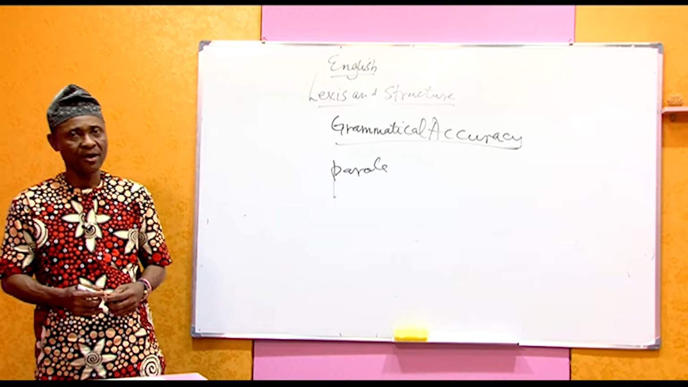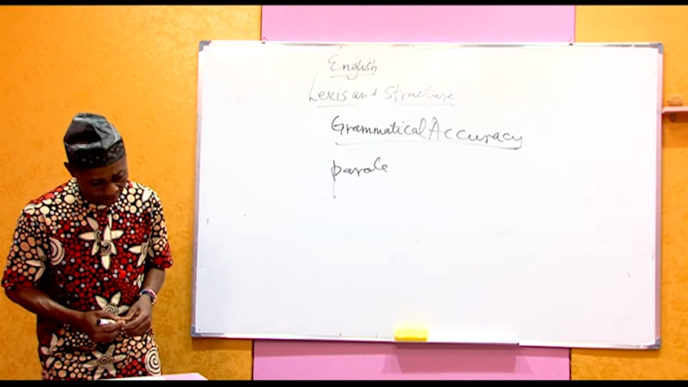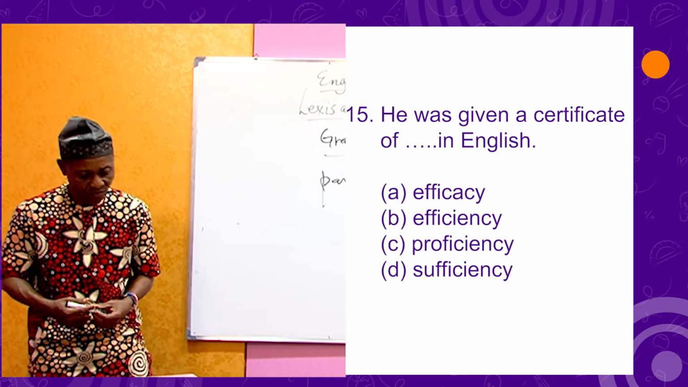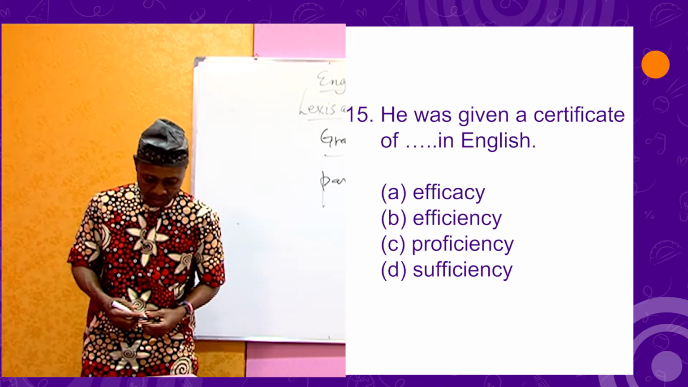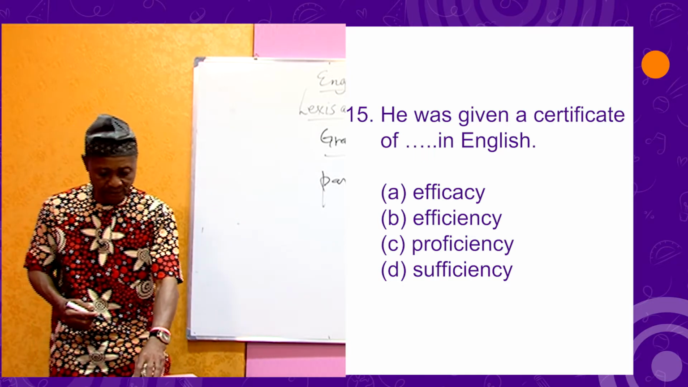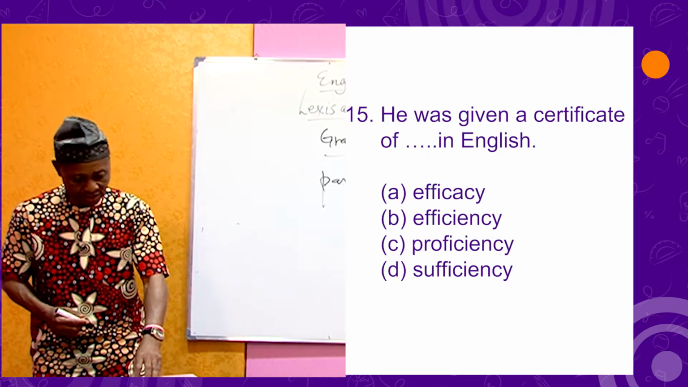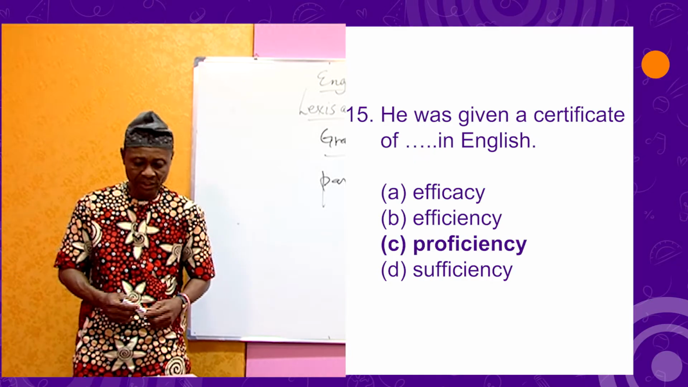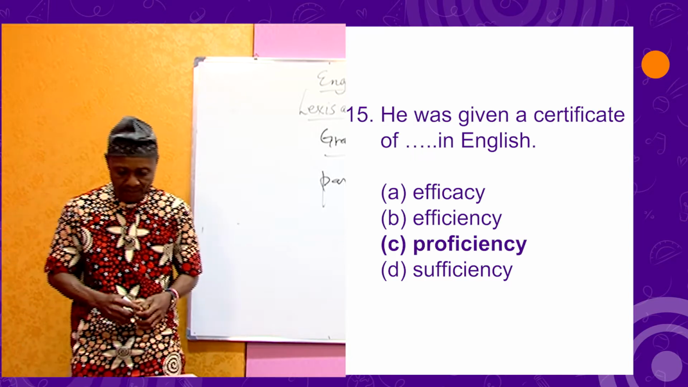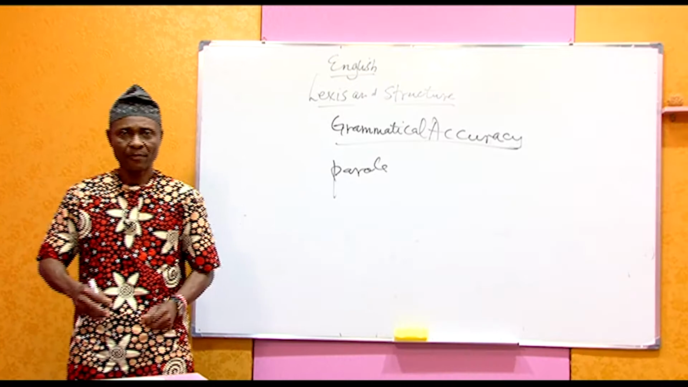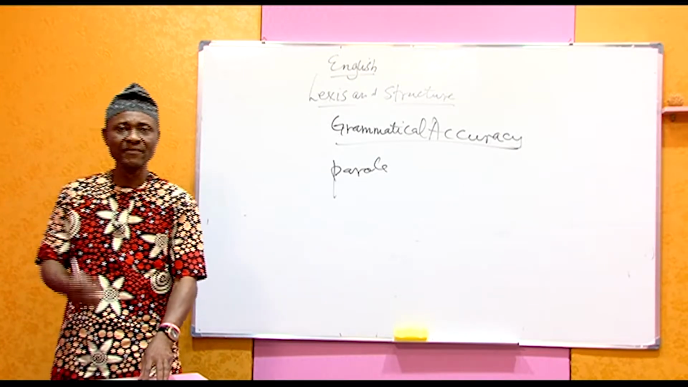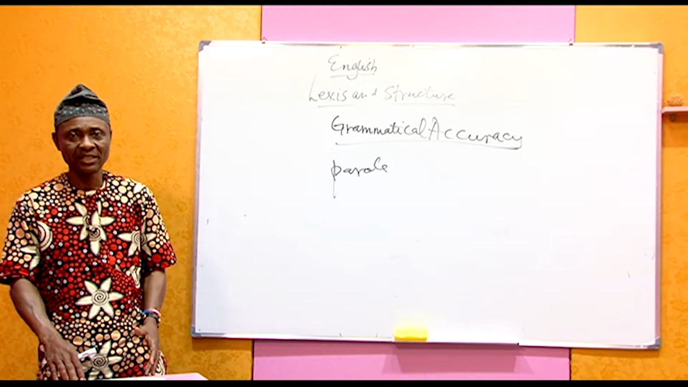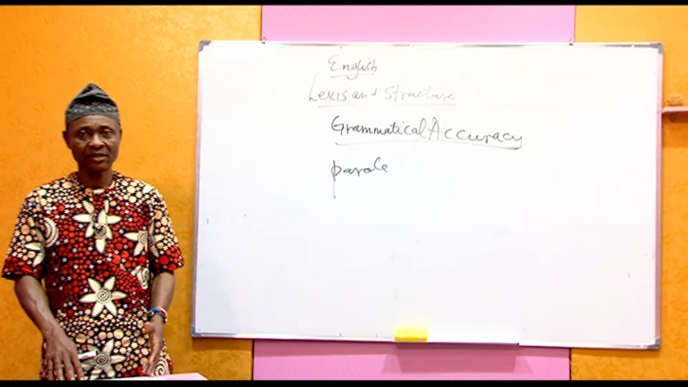Now, question number 15, we look at it this way. He was given a certificate of dash in English. You have the following options: A, efficacy. B, efficiency. C, proficiency. D, sufficiency. Option C, which is proficiency, is the appropriate answer. Why is it so? Proficiency is a kind of certificate given to somebody because of the standard of skill and ability he has acquired in his profession.